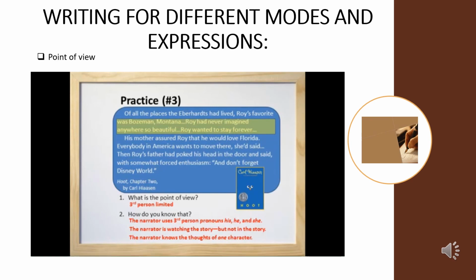Now, what about the mother? The narrator tells us his mother assured Roy that he would love Florida. "Everybody in America wants to move there," she'd said. Do we see any silent thoughts and feelings of the mom? No. We just see things that she did and said. The narrator does not know any silent thoughts or feelings of the mother.